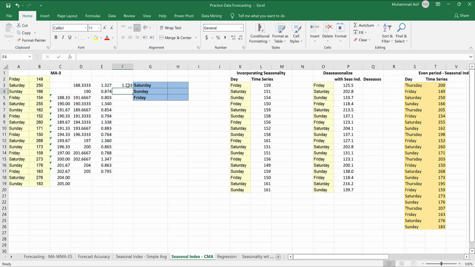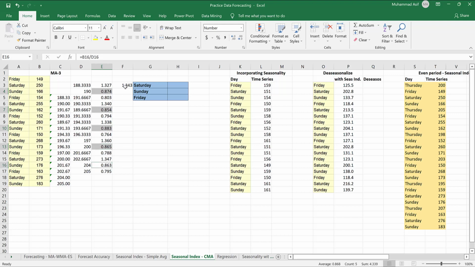and that's 1.343. And in the same way, you can do this for Sunday, which means you will be taking the average of only Sundays, which means this one, this one, and this one.